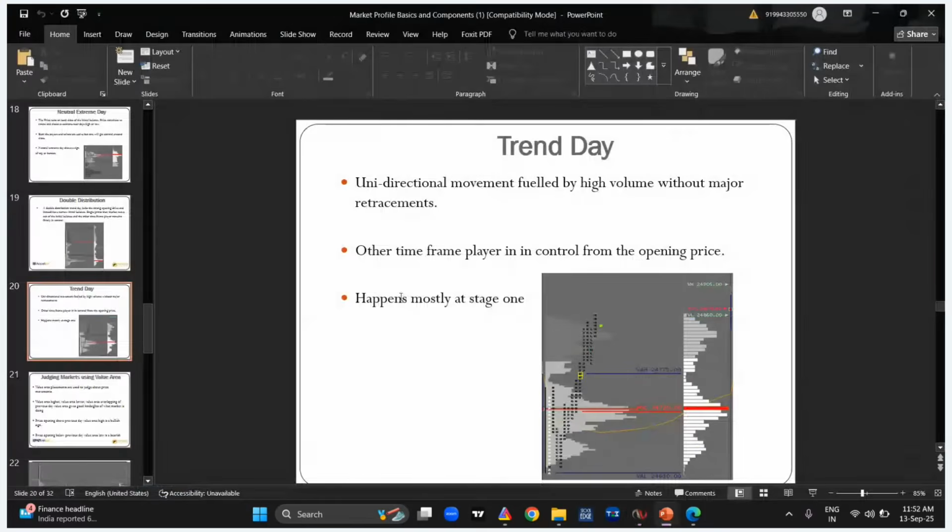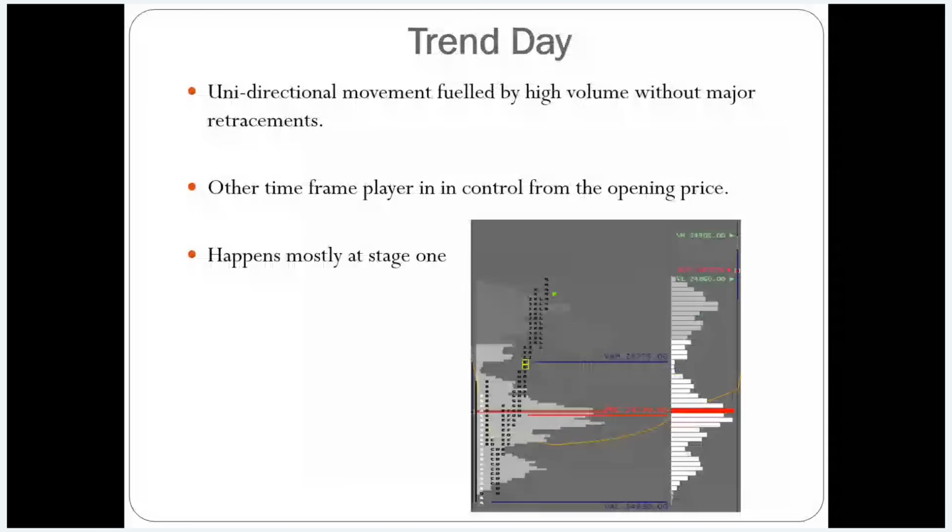Okay, so this happens at stage 1. In the beginning slide, we had seen, right, stage 1 and stage 3 are my zones to focus. This happens at stage 1 actually.